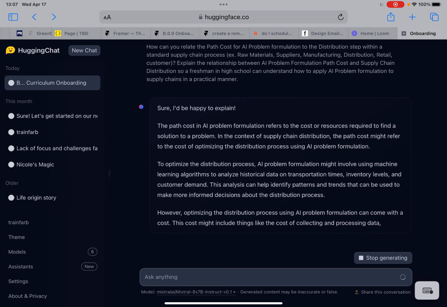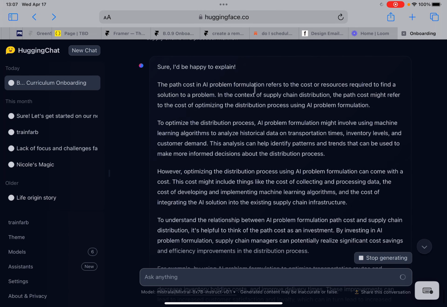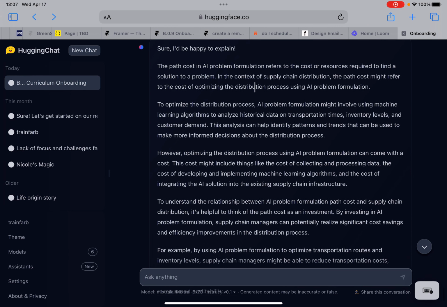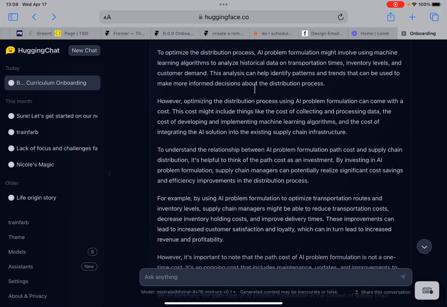The path cost in AI problem formulation refers to the cost of resources required to find a solution to a problem. In the context of supply chain distribution, the path cost might refer to the cost of optimizing the distribution process using AI problem formulation. To optimize the distribution process, AI problem formulation might involve using machine learning algorithms to analyze historical data on transportation times, inventory levels, and customer demand.